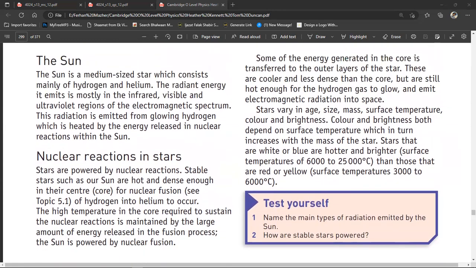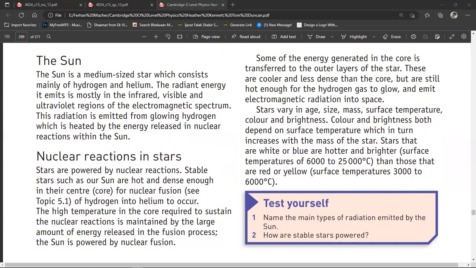Some of the energy generated in the core is transferred to the outer layers of the star. These are cooler and less dense than the core, but are still hot enough for the hydrogen gas to glow and emit electromagnetic radiation into space.